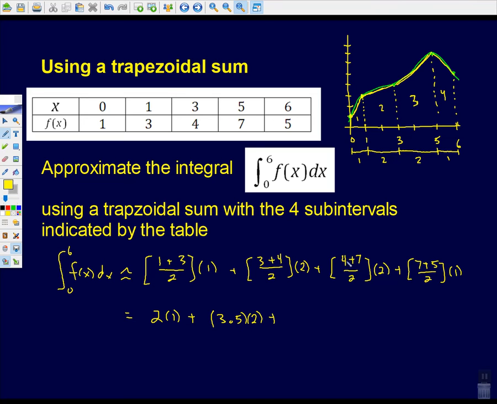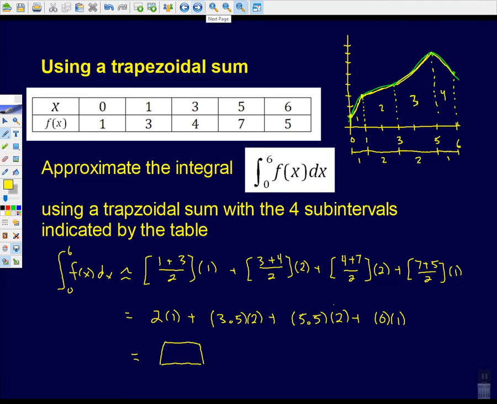Here I have 4 plus 7, which is 11, so divided by 2 is 5.5. This is going to be 5.5 times 2. The last one is 7 plus 5, which is 12, and 12 divided by 2 is 6, so this is going to be 6 times 1. And I'm going to leave it for you to add up the values to get the final numerical value of the approximation. It would just be to add up the 4 quantities that you're going to get here.